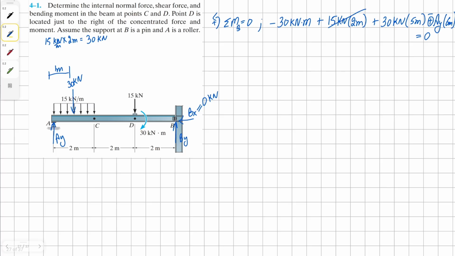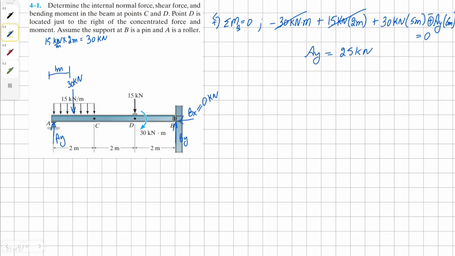Our 15 times 2 cancels with our 30 kilonewton-meter. And then we have 30 times 5. Once it goes over to the other side of the equals, it becomes negative, and it gets divided by -6. Our solution for AY comes out to be 25 kilonewton.